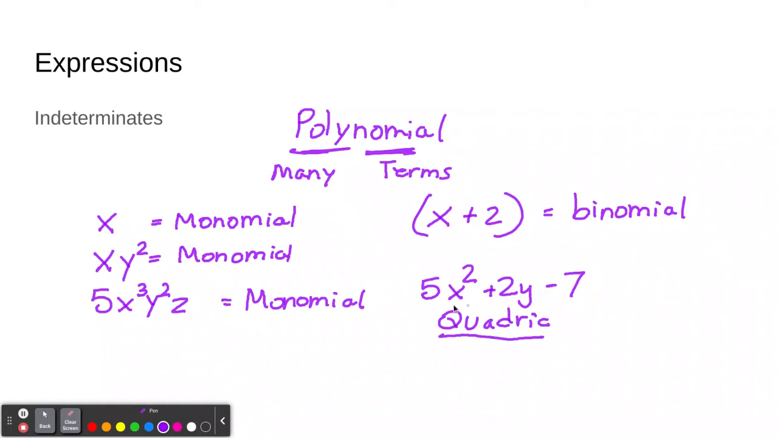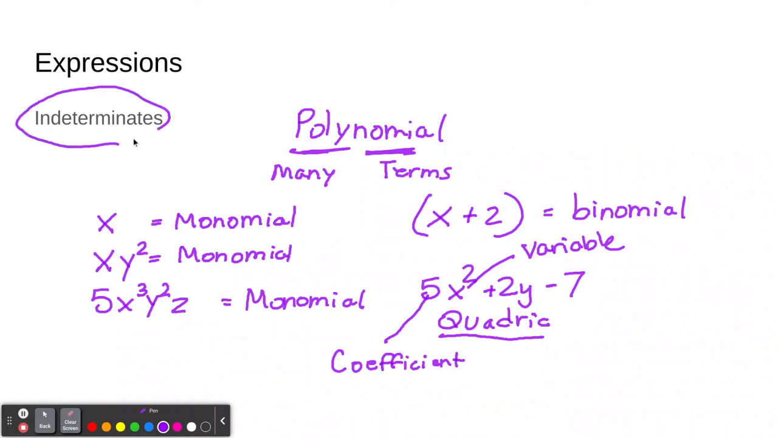Now, let's break this down. This 5 here, that's the coefficient. The number next to the variable is the coefficient. Let's write that down, coefficient. And of course, the x here is the variable, or the other name is indeterminate. The 7 is a constant, because it's constantly 7. And then we have a variable over here with the y. So this again is a trinomial with a degree of 2.